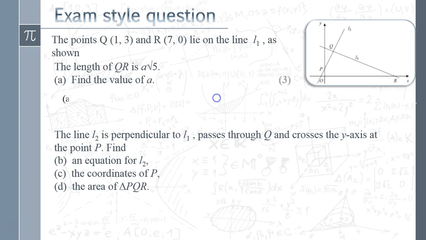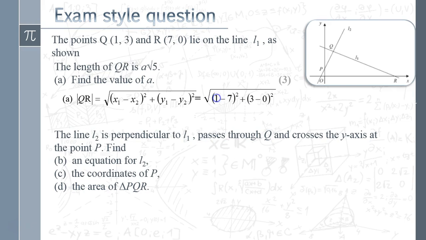So we need the length of QR. So there's our formula. Put in our points. And there you go. We've got it as a surd, root 45. So all we've got to do now is break that surd down. So that becomes 3 root 5. So there you go. Our value of A is 3.